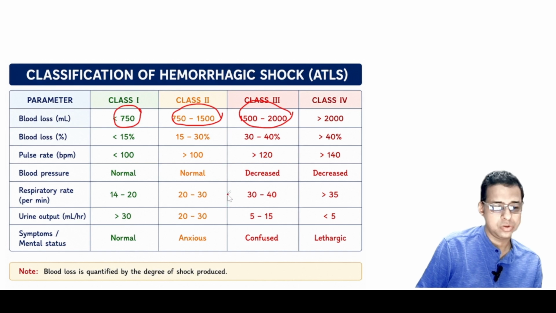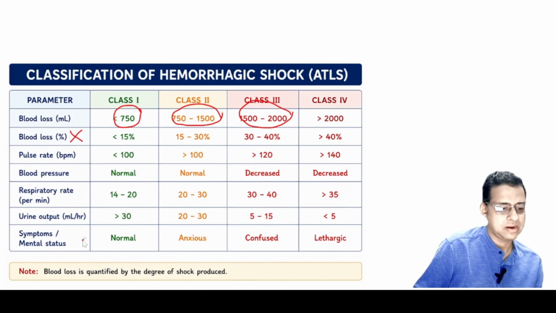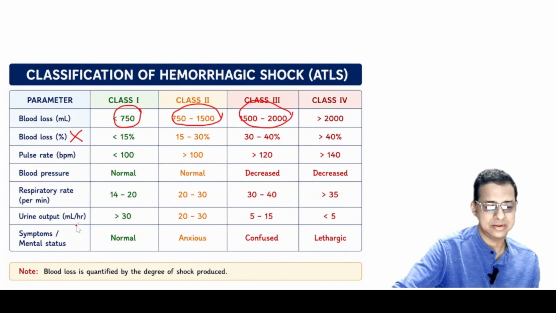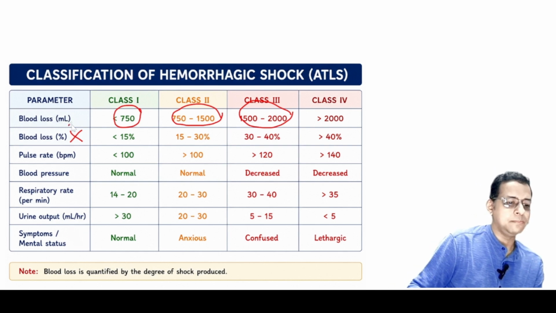You have to know, in the exam they mostly won't ask you the blood loss percentage, and mostly won't ask you the mental status. They will ask you blood loss in ml, pulse rate, blood pressure, respiratory rate, and urine output. From the surgical aspect, they may ask you.